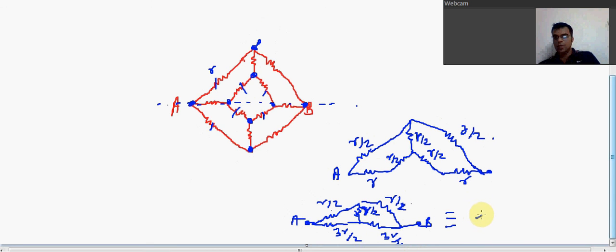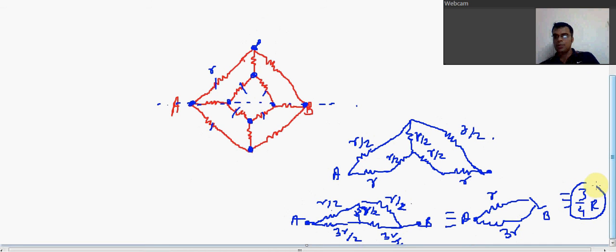So we are left with R by 2 and R by 2 in series, which become R. This is point A, and now 3R by 2 and 3R by 2 also in series become 3R, which is in parallel to this R, and this is B. R and 3R equivalent is 3 by 4 R. 3 by 4 R is our equivalent resistance, and that is our required answer.